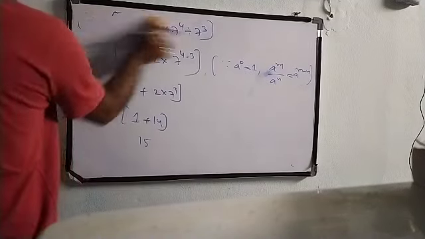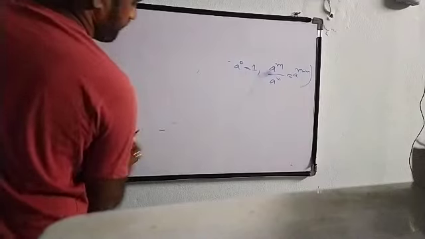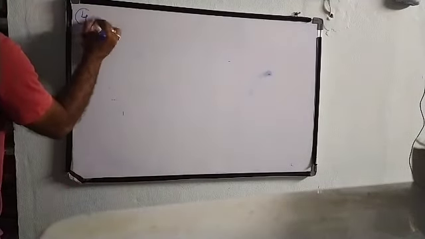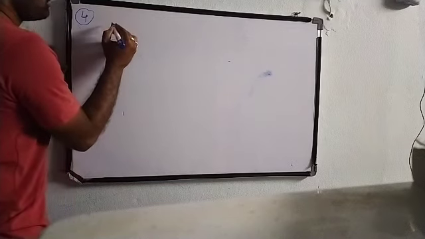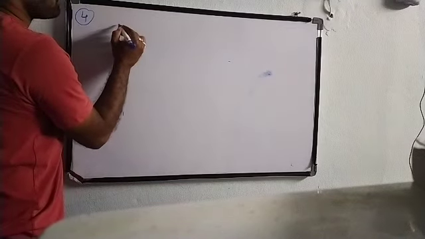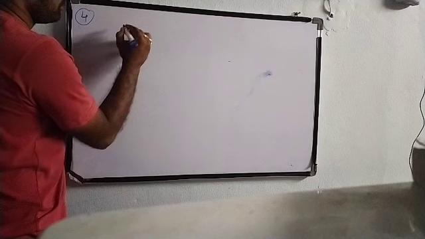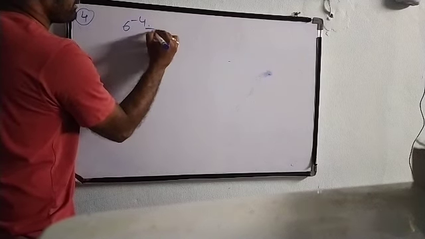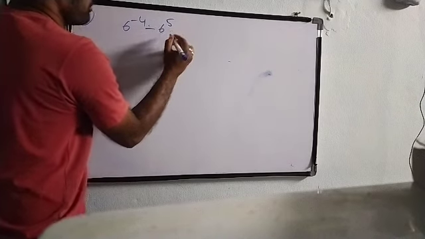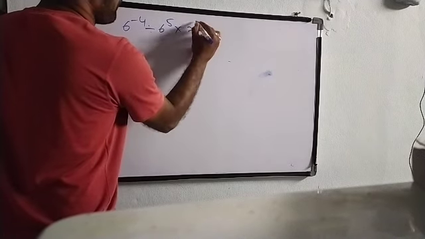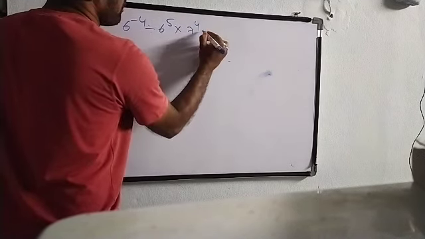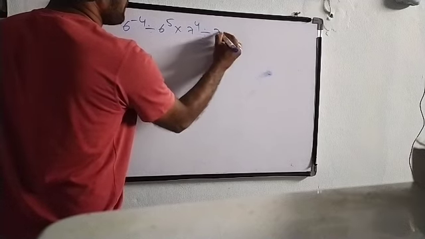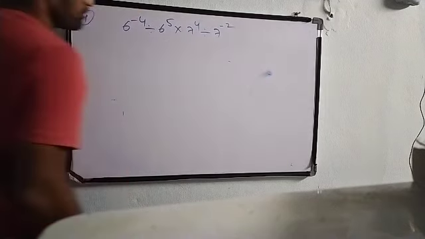Let's take another, the fourth question. So the question is, here we take 6 power minus 4 divided by 6 power 5 into 7 power 4 divided by 7 power minus 2.